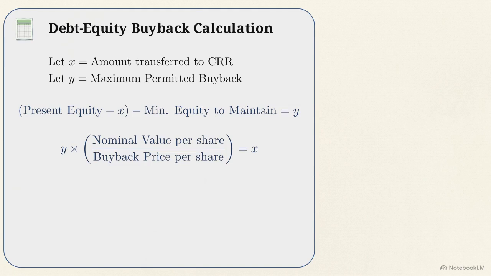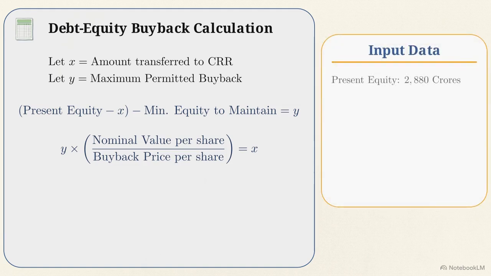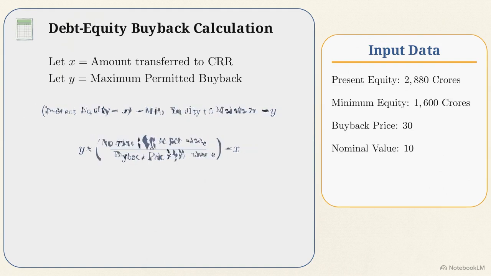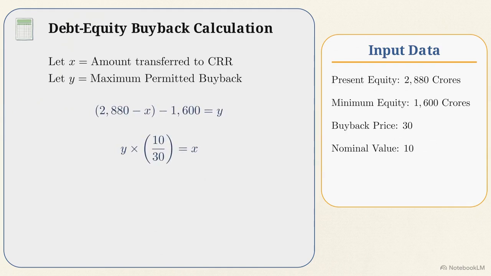This links the total buyback Y to the CRR transfer X by using the ratio of the buyback price to the nominal value. Pause the video here and try setting up these 2 equations. Use a present equity of 2,880 KRs, minimum equity of 1,600 KRs, a buyback price of 30, and a nominal value of 10. Your page should show these figures substituted into the formulas.